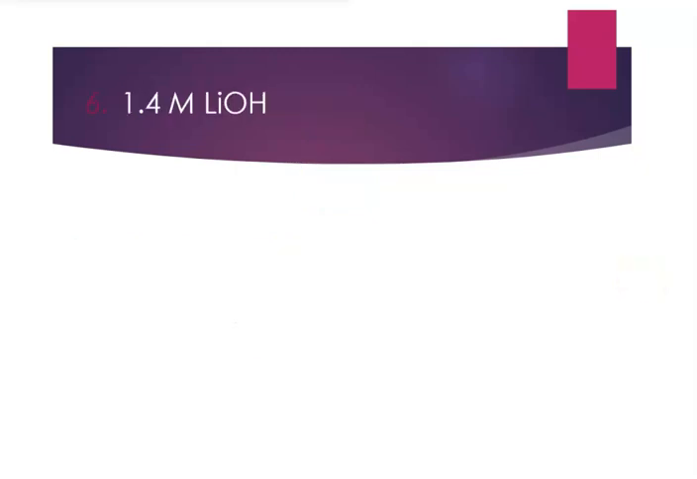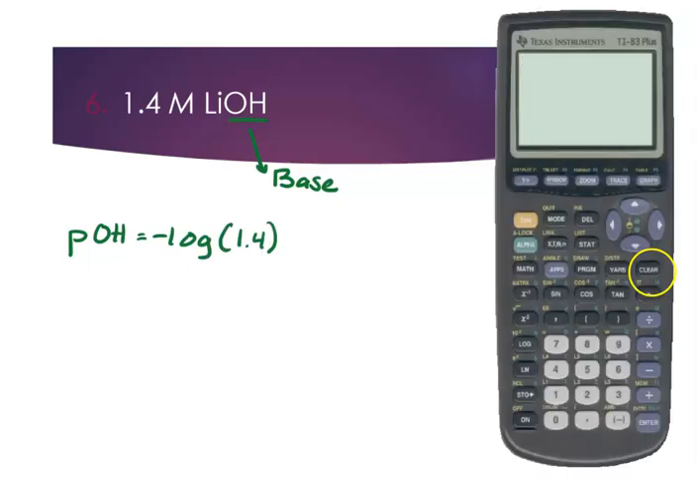We have a 1.4 molar LiOH. OH means that I have a base. So I'm going to be finding pOH when I do negative log 1.4. All right, so we'll do negative log 1.4, and we get a negative value here.